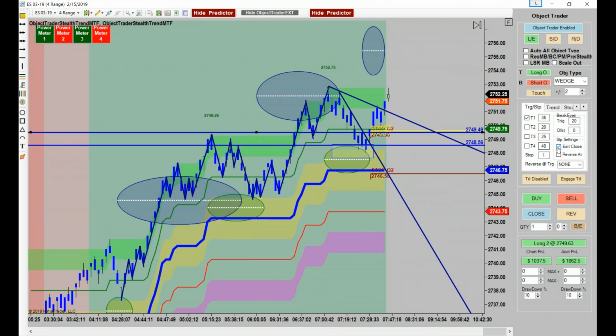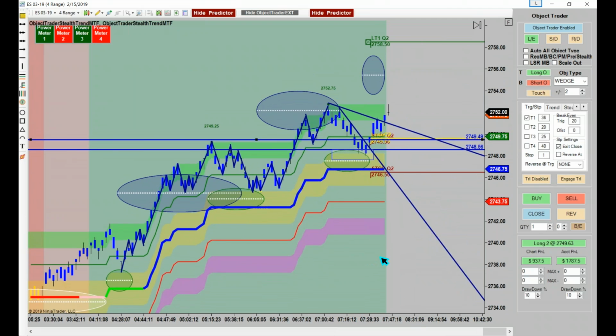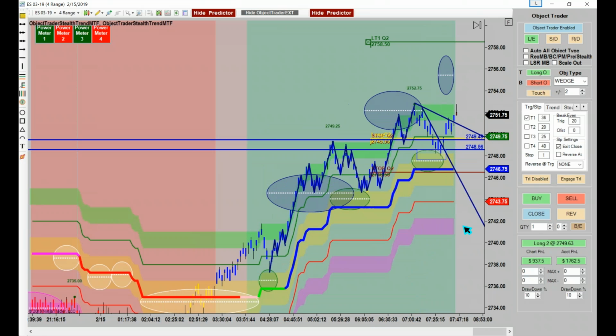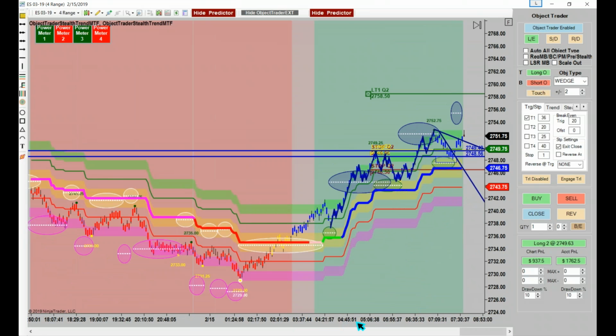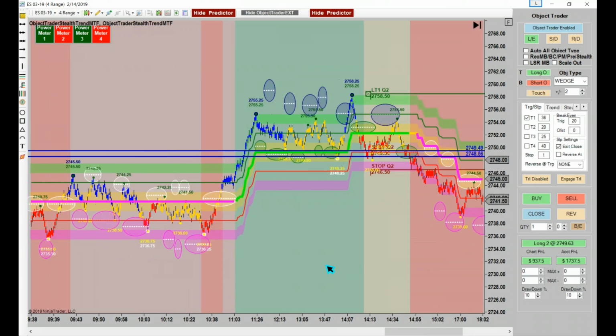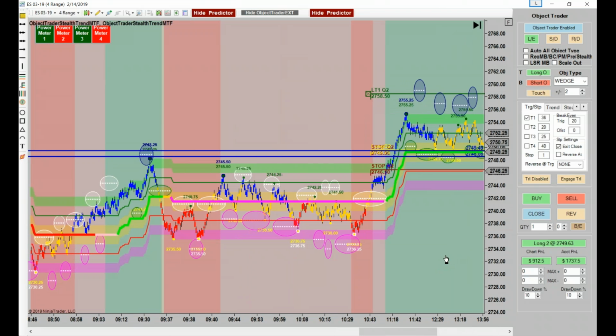Not so much with exit on close, because it would have to actually break that little swing and close below it to take me out. Okay? Now, keep in mind, this particular method works quite well with trends. Okay? Always wait for the thrust and the pullback.